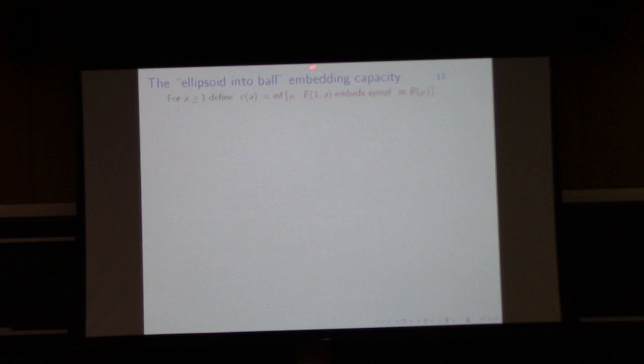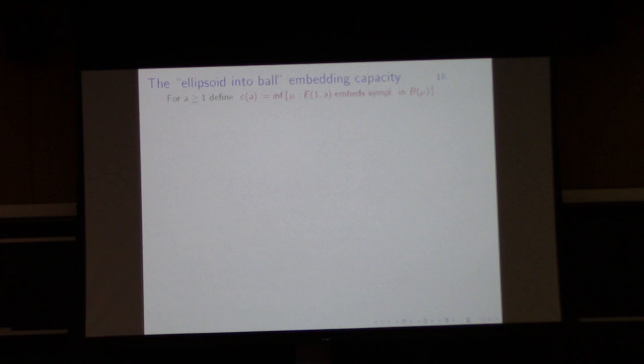You can normalize the first one to be 1, and then you've got A, which is like the eccentricity, bigger than or equal to 1. And you can define this function, C of A, such that this ellipsoid embeds into the ball of size C of A. So that's a perfectly well-defined function. It's obviously an increasing function. It's also bounded below by the volume, because obviously if you can make this embedding, the volume of the ellipsoid has to be less than or equal to that of the ball. The volume of the ellipsoid is a constant times A, and the volume of the ball is a constant times mu squared. So you know that mu squared has to be bigger than A.